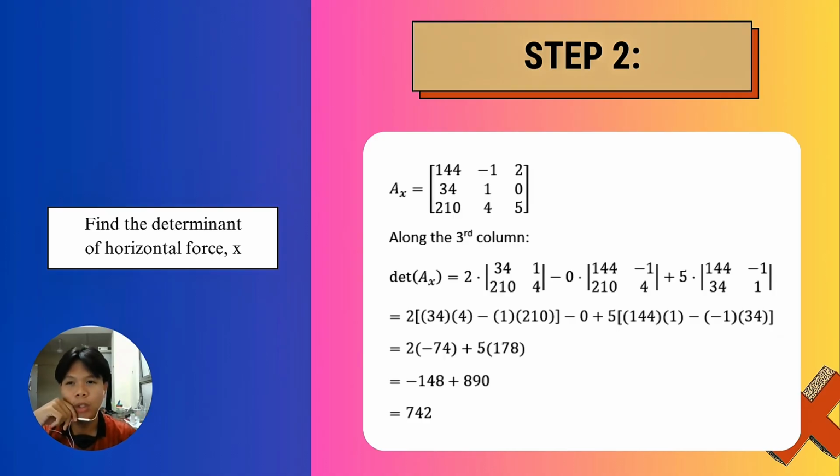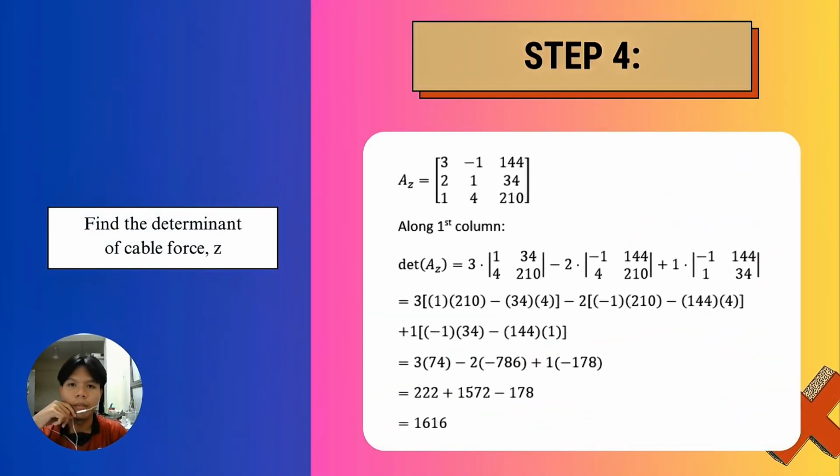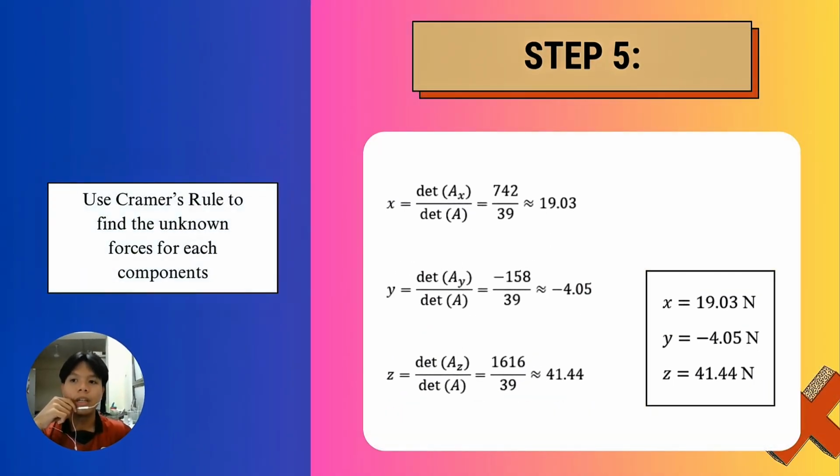Again, we use cofactor expansion to find the determinant of AX. Then we will get 742 as the answer. We are going to use the same method as step 2 until we get the determinant of AY, negative 158. Again, apply the same method to find the determinant of AZ. Then we will get 1616 as the answer.